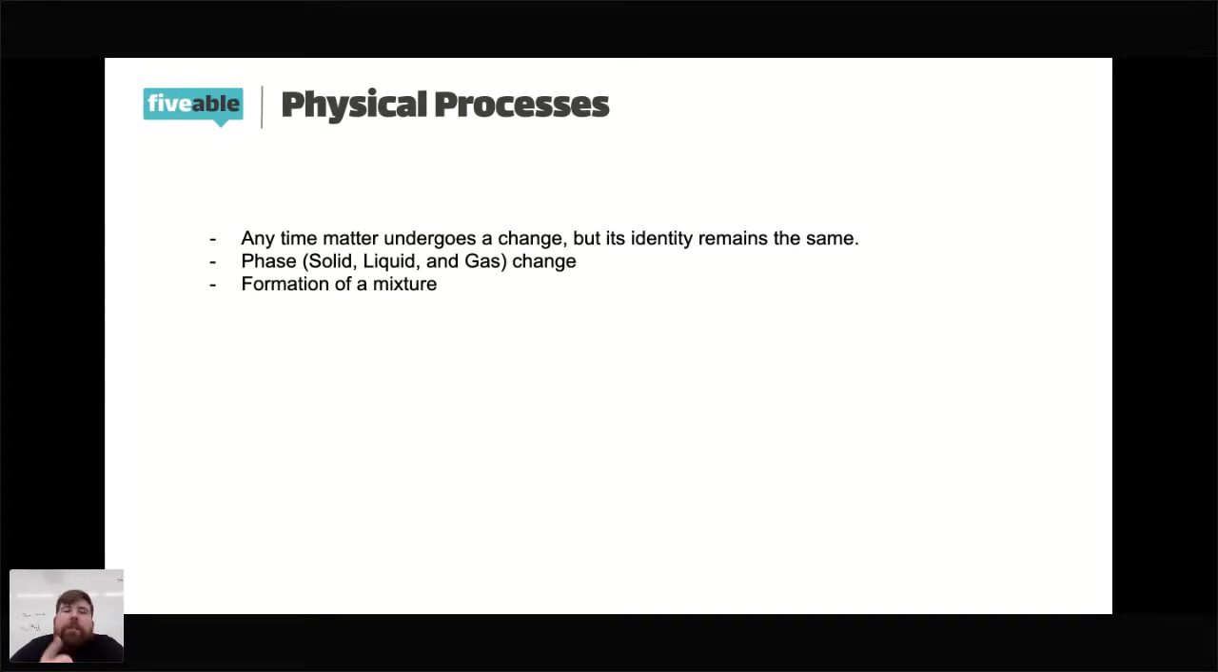The key word for that is dissolving. When an ionic compound like salt dissolves into water, it's still salt and it's still water. They are just a mixture of salt and water. No chemical reaction occurred. So that's a few examples of physical processes.